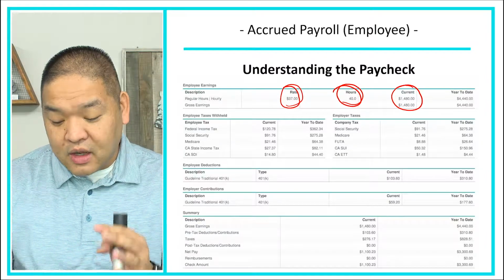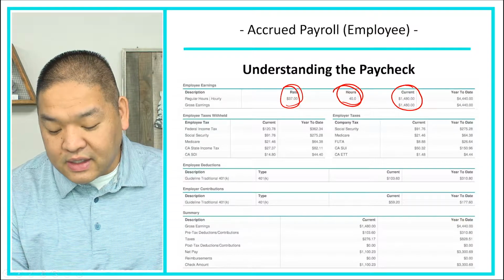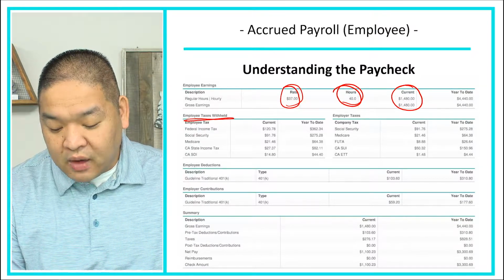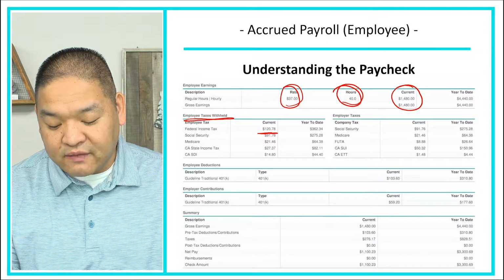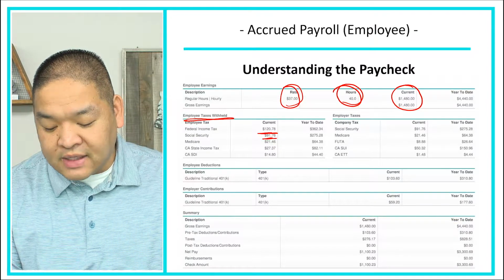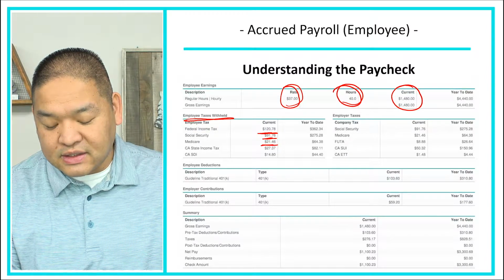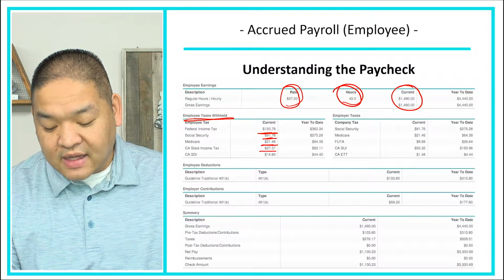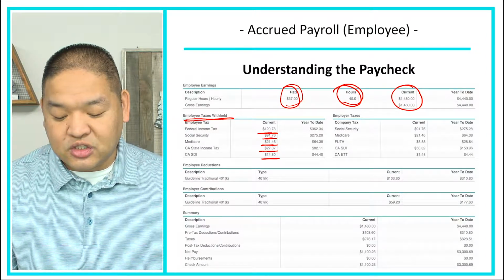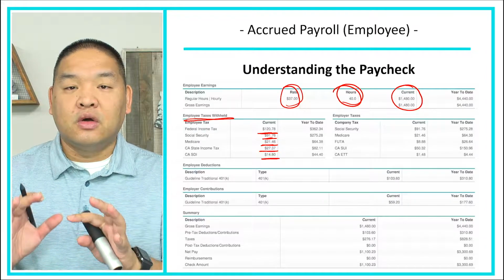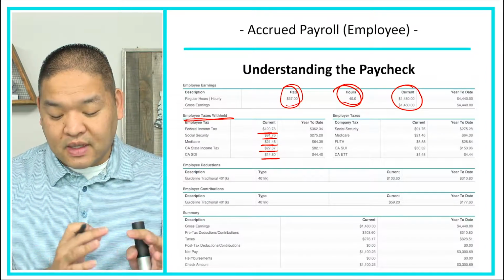So if we look here, just on the left-hand side where it says employee taxes withheld, we've got withholdings for federal income tax of $120.78, Social Security of $91.76, Medicare of $21.46, California state income tax of $27.37, and California state disability insurance of $14.80. So obviously we're breaking down what we're going to take out of this employee's paycheck.